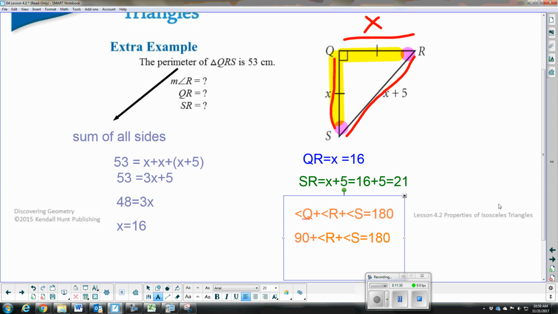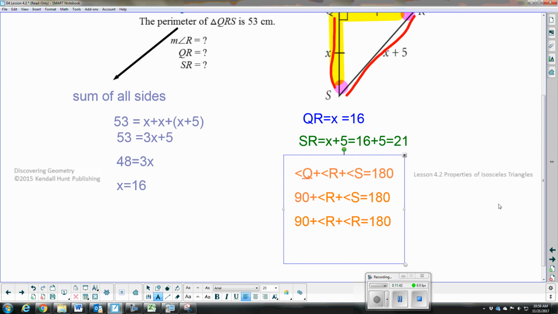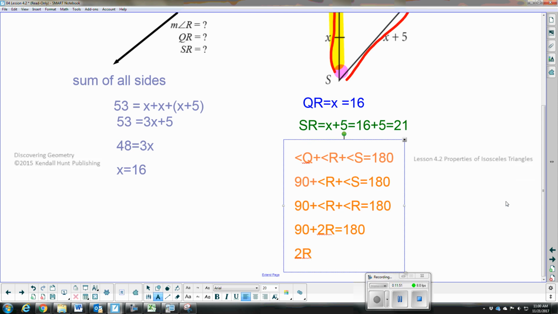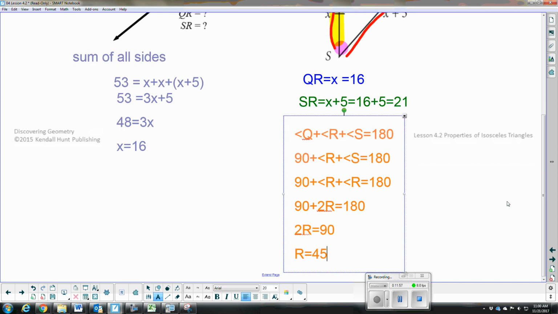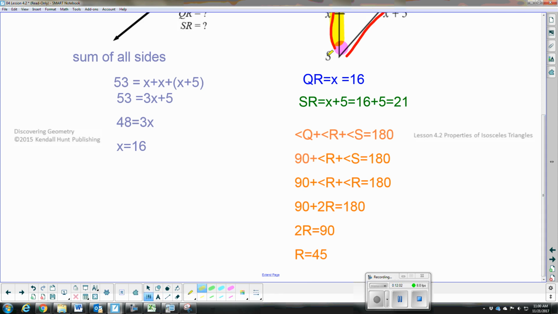And we also know that angle R is equal to angle S. So that's like saying 90 plus angle R plus angle R equals 180 degrees, or 90 plus 2R equals 180 degrees. So 2R equals 90 because 180 minus 90 is 90. So angle R has to equal 45 degrees. So QR is 16, SR is 21, and angle R is 45.